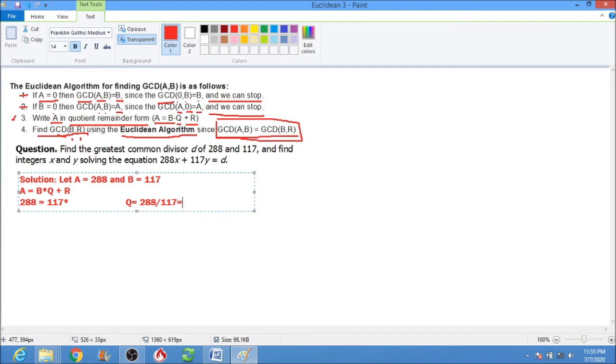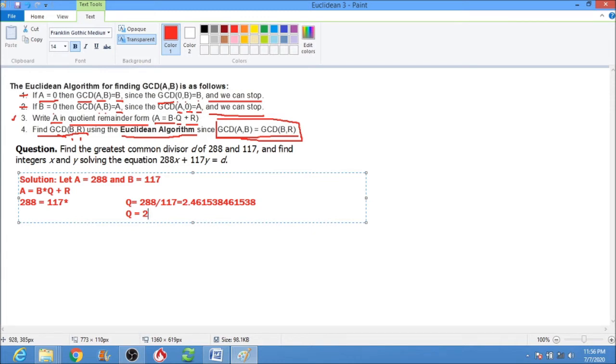288 divided by 117, and the answer is 2.461538, with 461538 repeating. So that will be your decimal value. Therefore the quotient is simply equal to 2. Q, the quotient, is equal to 2.